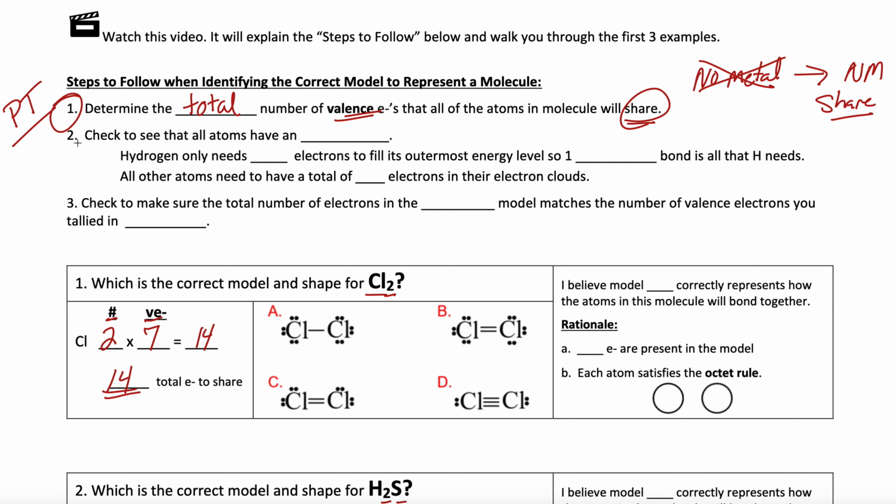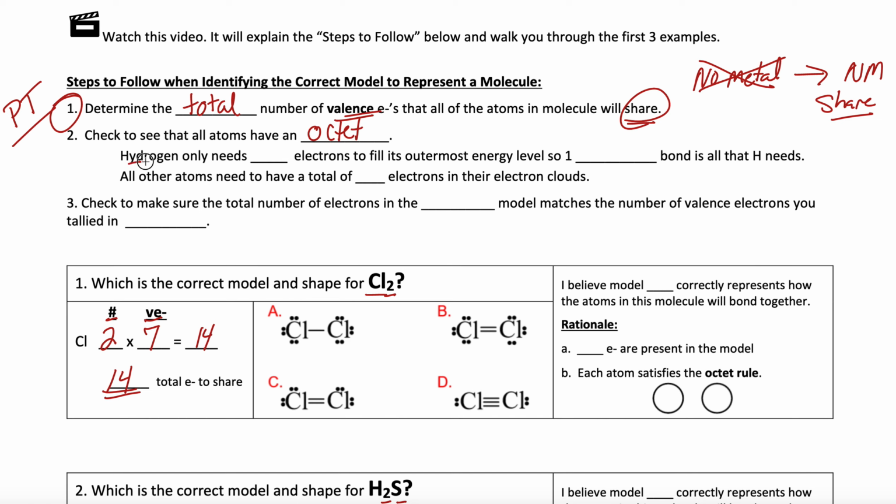Now the next thing you do is you're going to look at some pictures, one of which is the correct answer. But you're going to have to pick which one is correct, and this is the way you do it. Check to see that all the atoms in the pictures have an octet. If you find that something doesn't have an octet, cross it off. It's wrong. Don't even look at it. You need to know what an octet means.